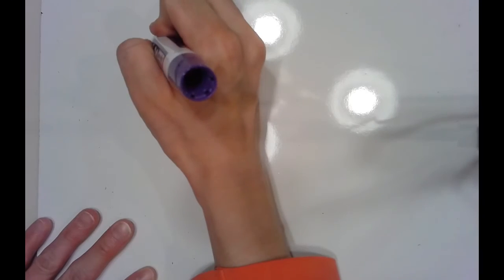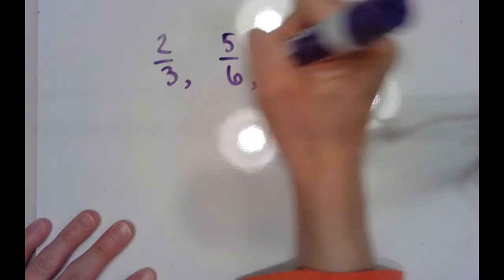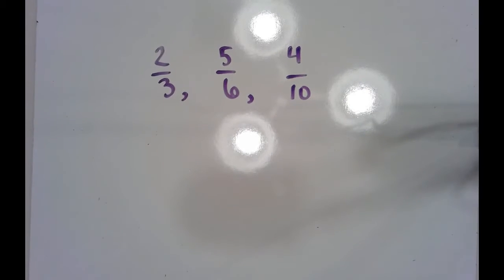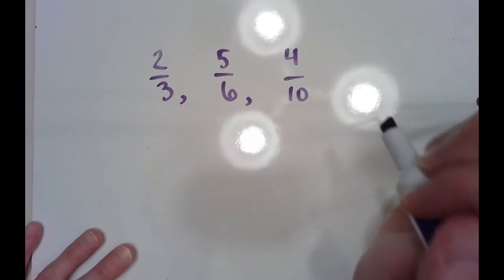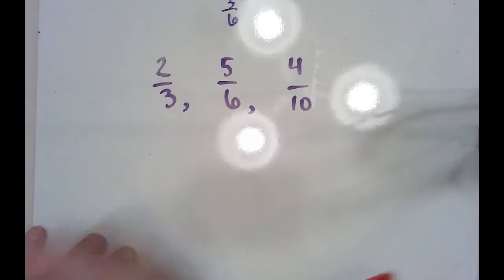We have 2/3, 5/6, and 4/10. Okay. Now, we need to order them from greatest to least. So we need to figure out which one is the greatest and which one is the least. Let's think about our benchmark fractions. So let's think about 1/2. And let's figure out if any of these fractions are greater than 1/2 or less than 1/2. So I know that 3/6 would be equivalent to 1/2.